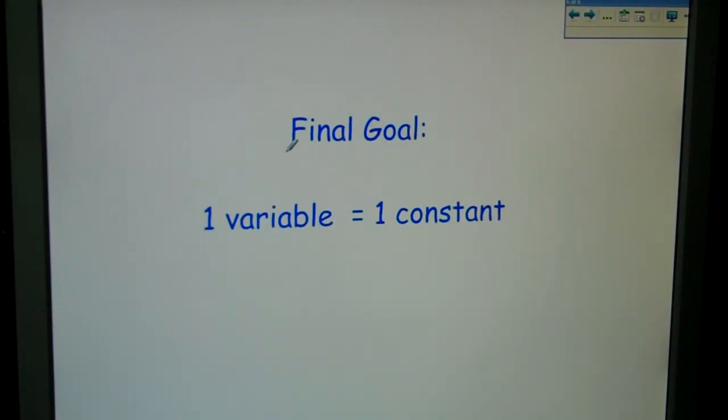Here's the final goal. We need one variable equaling one constant. What that means is x equals 7 or x equals negative 3. I have one variable equaling one constant.